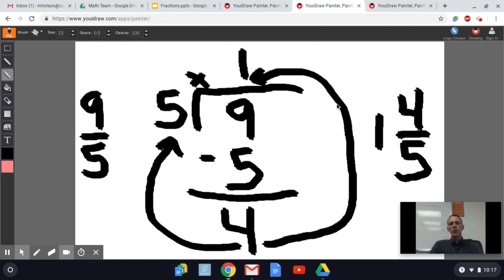Now, to read out your mixed number, the way I do it is the number here will always be your whole number. The whole number always belongs on the side of your fraction. So the way I read it is 1 and 4 over 5. 1 and 4 fifths. So that is how you can convert your improper fraction into a mixed number by using division by hand.